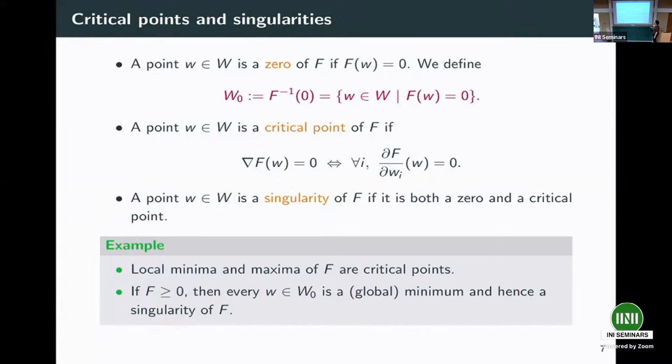A point is a critical point if all the partial derivatives at the point vanish, and for terminology, a singularity is a point which is both a zero and a critical point. Local minima and maxima are critical points, and this is the situation we are most interested in, since if f is non-negative, then every zero is a global minimum and hence a singularity.